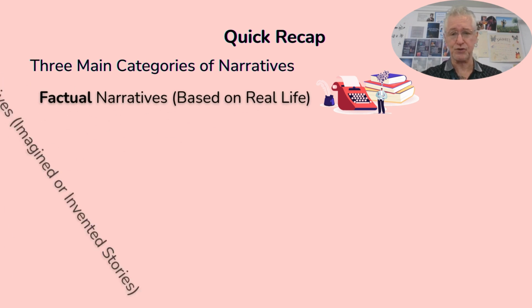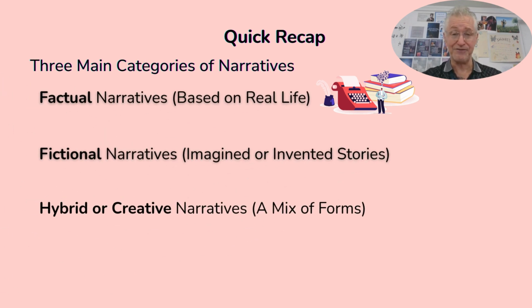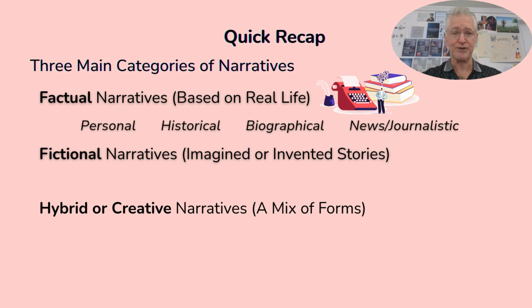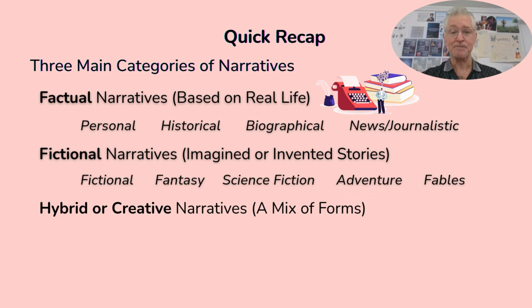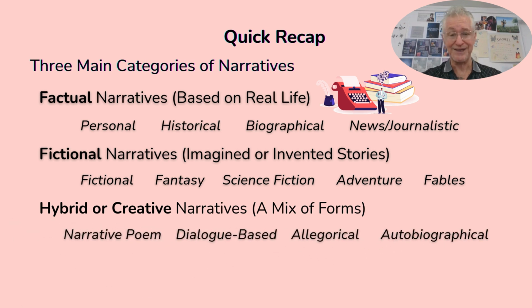Okay, let's do a quick recap. Three main categories of narratives are factual, fictional, and hybrid or creative. Factual narratives are based on real life and they can be personal, historical, biographical, or news, journalistic. Fictional narratives are imagined or invented stories and they're fictional, fantasy, science fiction, adventure, and fables. And hybrid or creative narratives are a mix of forms. Got narrative poetry, dialogue-based narratives, allegorical, and autobiographical or biographical narratives.